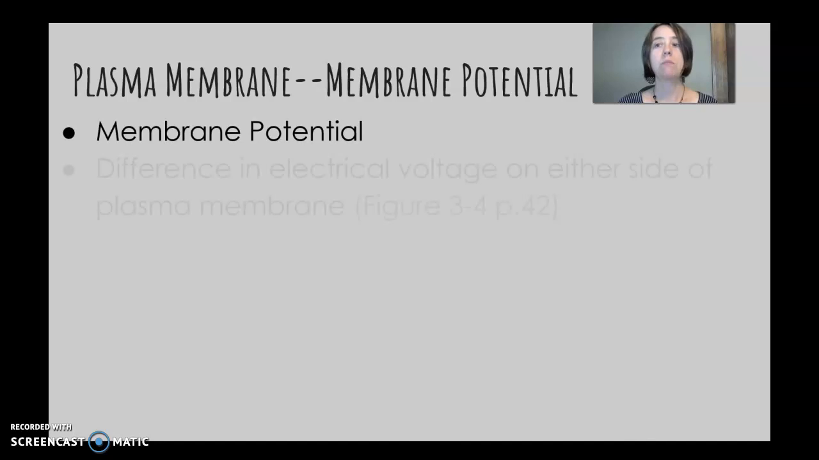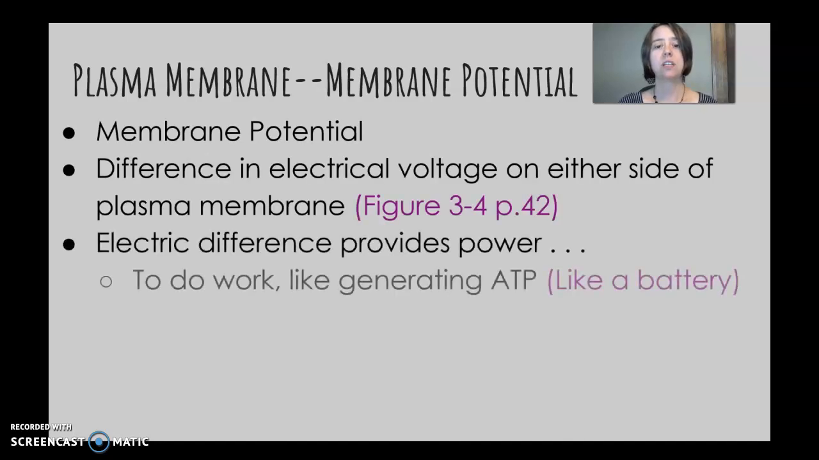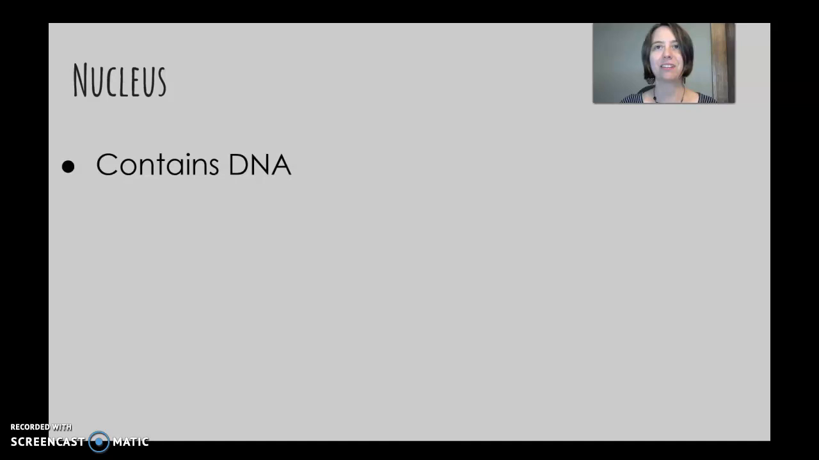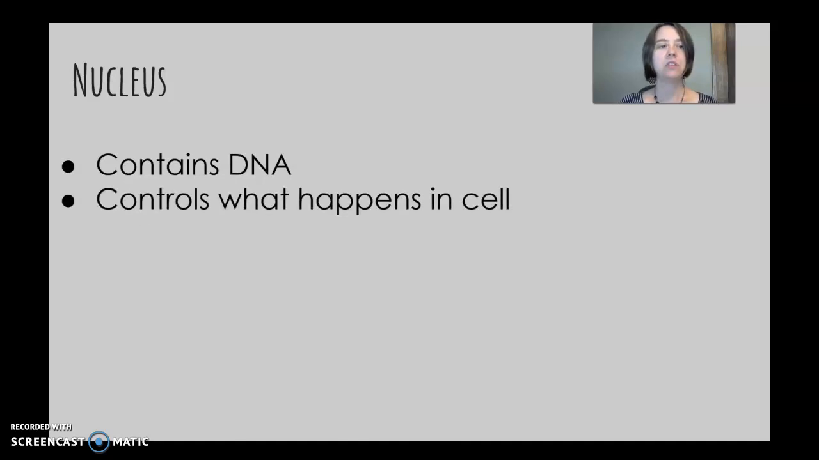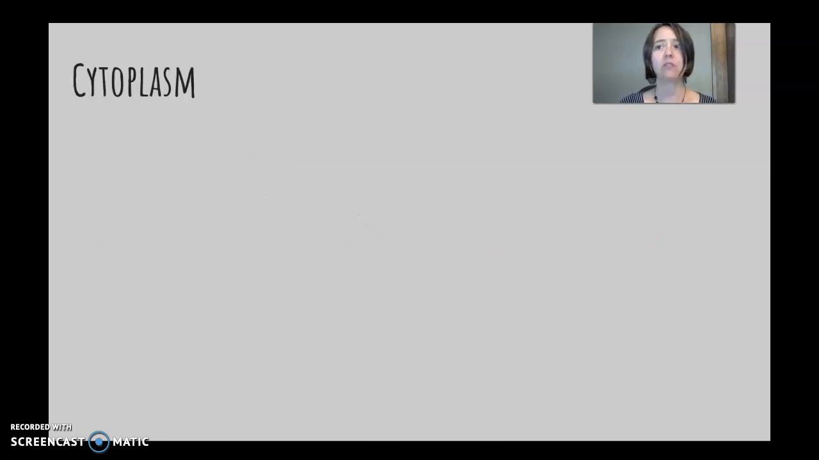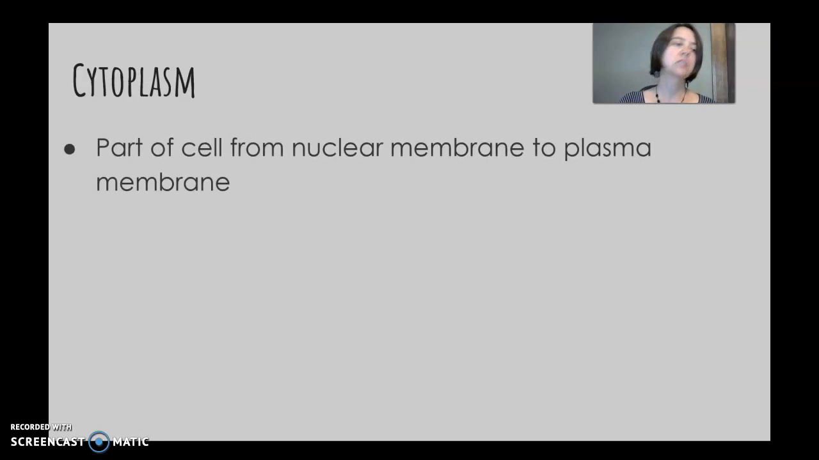We talked about membrane potential, how that's a difference in electrical voltage on either side of the membrane. It's used to do work like generate ATP, or it's used in communication like in an action potential in nerves. Then the nucleus is also very important. It contains the DNA, controls everything that happens. It's involved in protein synthesis and mitosis.